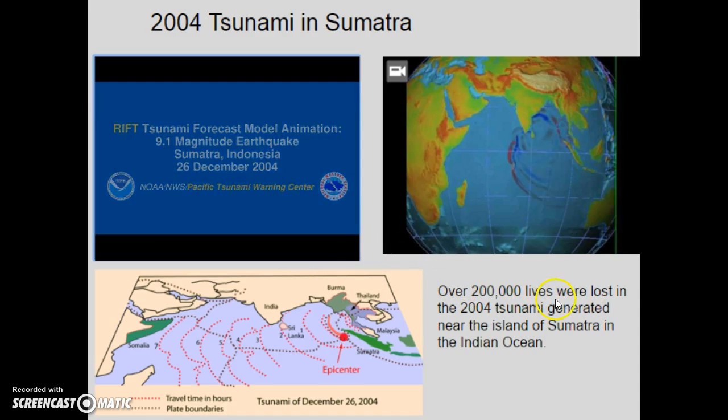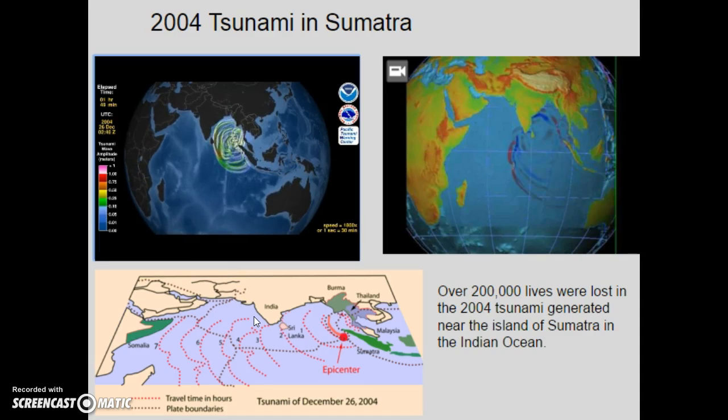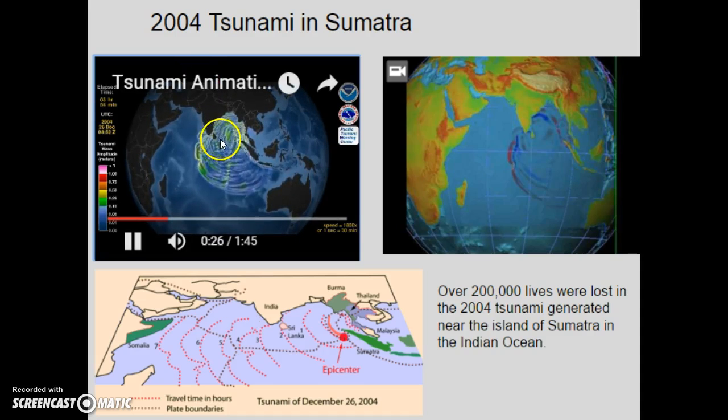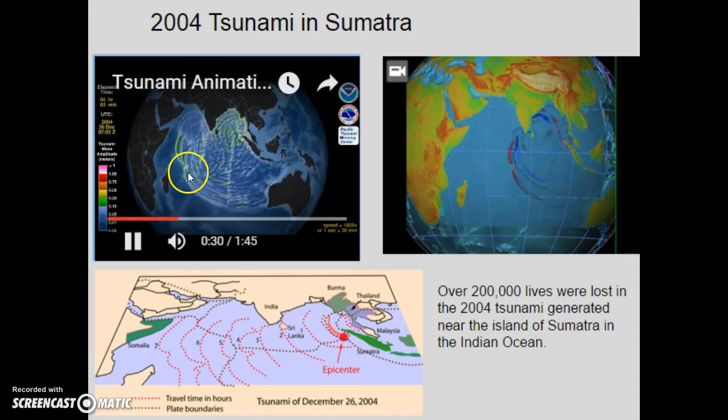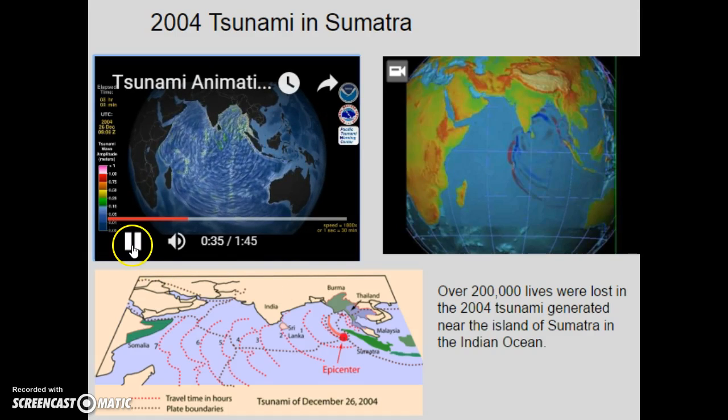Notice that over 200,000 lives were lost in the 2004 tsunami generated near the island of Sumatra in the Indian Ocean, and it traveled outward extremely fast. Notice we even have a reflection taking place here. These are all circular waves. Notice when it comes in contact with an object, it literally is devastating walls of water. And you can watch that on your own.